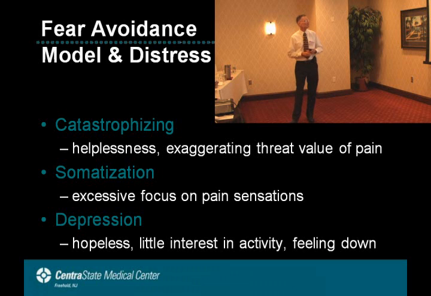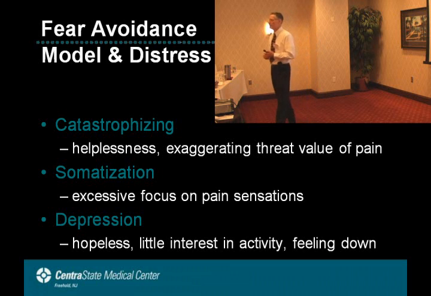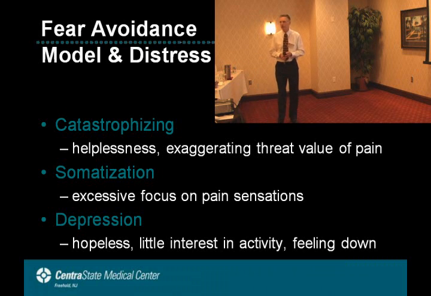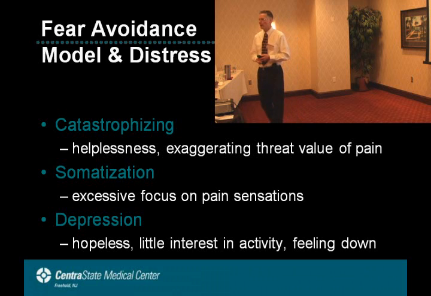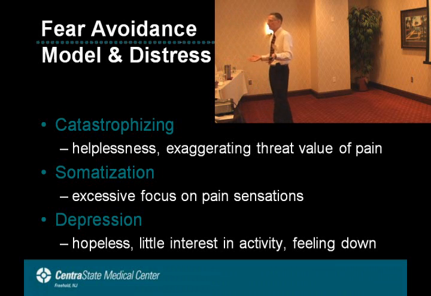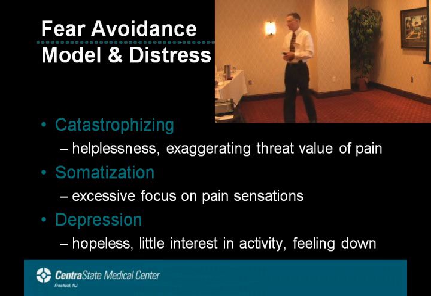But catastrophizing is where they're really exaggerating the threat value of pain. My spine's going to fall. I can't do that. They're really afraid; the threat value of pain is very high and it's serious to them. Somaticizing: if you've ever done a pain diagram on a chronic patient and you start looking at what's not shaded in, where are you going? How are you going to evaluate all of that? You have to understand that's a level of distress. The patient's trying to communicate something to you, and you need to understand that.